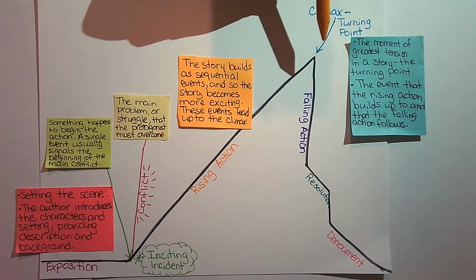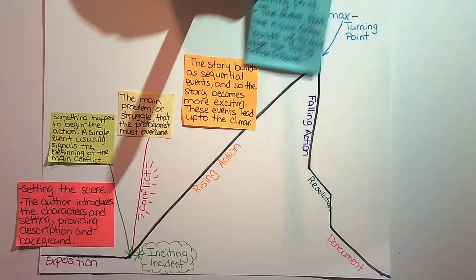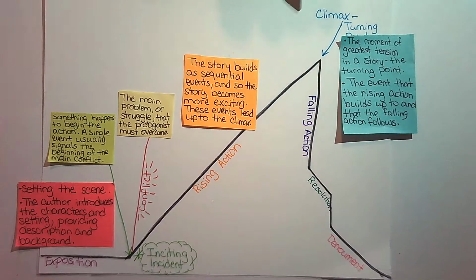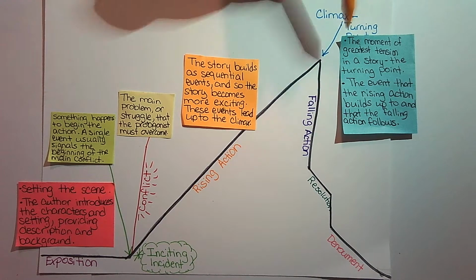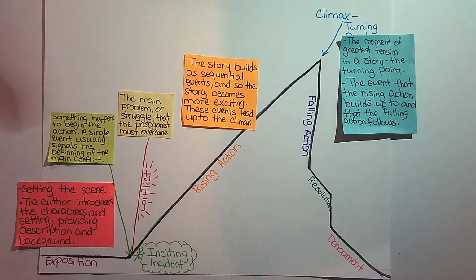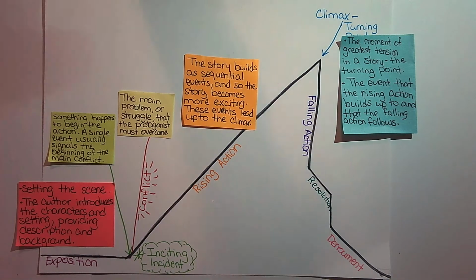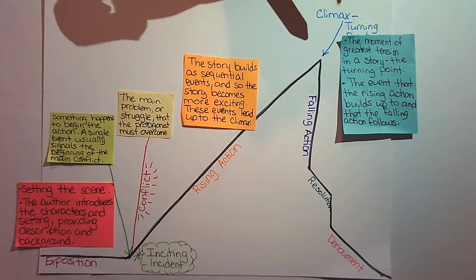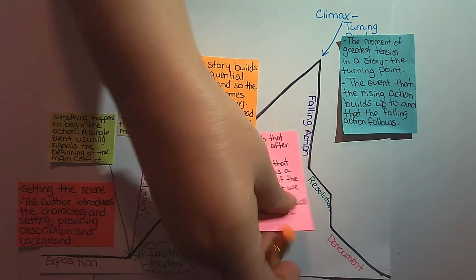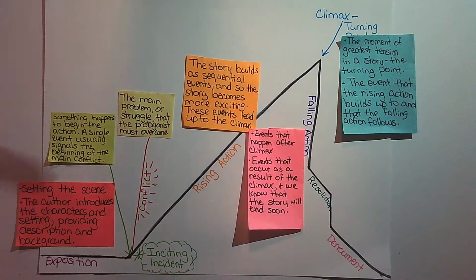You know you've reached the climax if you were on the edge of your seat. This is where it looks like everything's going to go wrong for your protagonist. There is no way this story can have a happy ending. Oh my goodness, what's going to happen next? That's your climax. Immediately following the climax is your falling action.